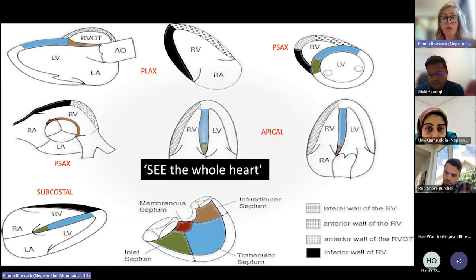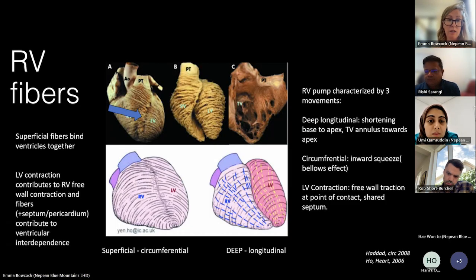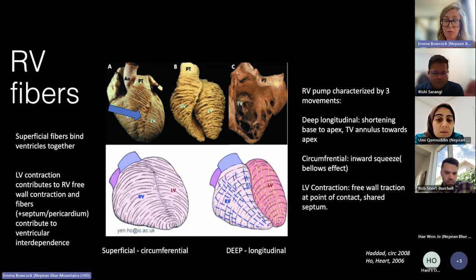So as you're going through your views, just like we do with the LV, just sort of know a little bit what you're looking at in terms of whether it's anterior, inferior, or the lateral wall, or the outflow tract. Because all of these are important to function, and sometimes you can have regional changes as well, particularly in early stages of pulmonary hypertension or infarcts and things like that. So this is important, I think.